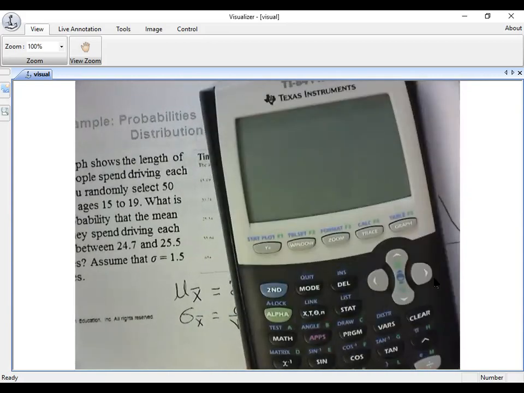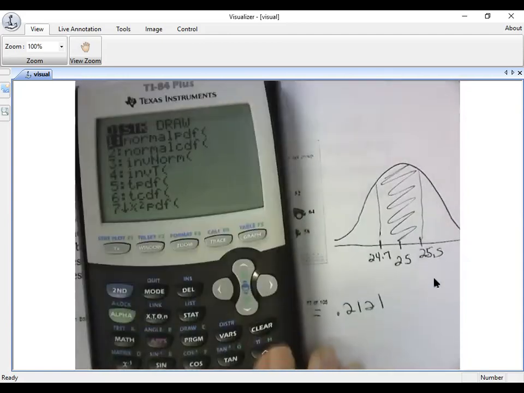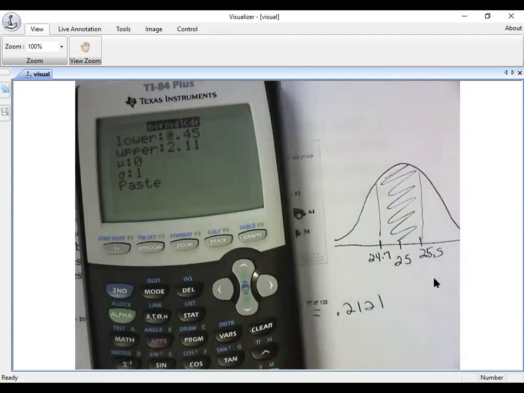Okay, here's what we would do with that. I'm going to go into second VARS, and I'm going to choose normalcdf. And according to this, my lower is going to be 24.7, correct? This is the nice thing. I don't have to change them to z-scores. I can keep them as x-scores. What would I put in for upper? 25.5. What would I put in for the mean? 25. What do I put in for my standard deviation?